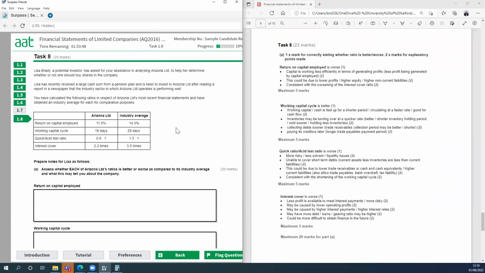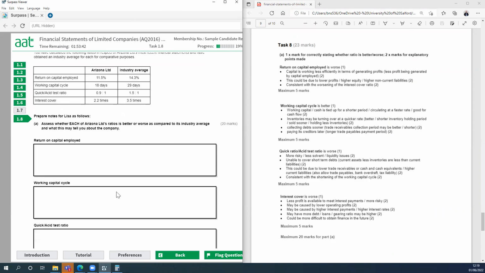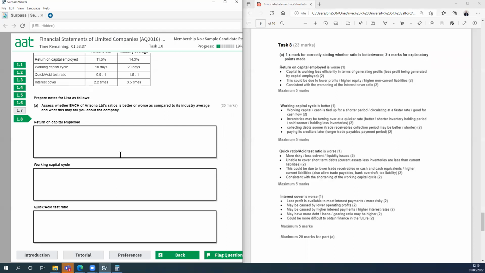Okay, so let's have a look at the first one. So again, as I said before, you get 1 mark for saying that it's worse. If you don't put that, you're not going to get the question. You're not going to get that 1 point. As I say to the students, state the obvious, okay?